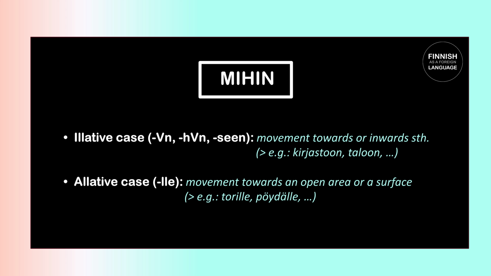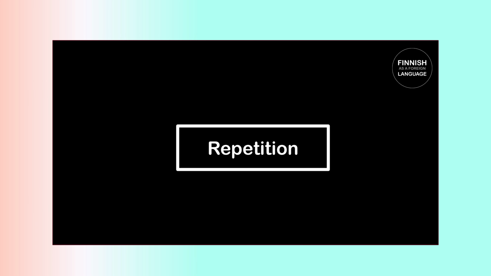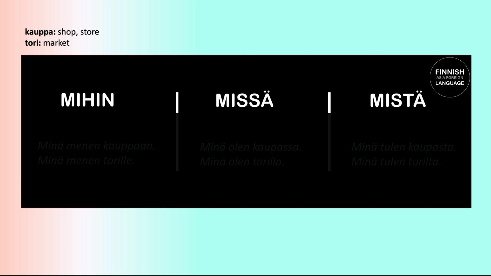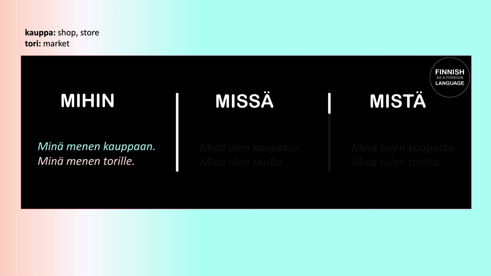Alright, so this might have been a lot of new input, I guess. So now let's go quickly through a repetition before we carry on with the other chapters. So, as we know, the most common questions referring to locations do begin either with mihin, missä, or mistä. So now we are going to compare the answers for each of the questions, and to keep it simple I only choose two locations, one that is a building, kauppa, meaning store, and one that is an open place, tori, which means market.